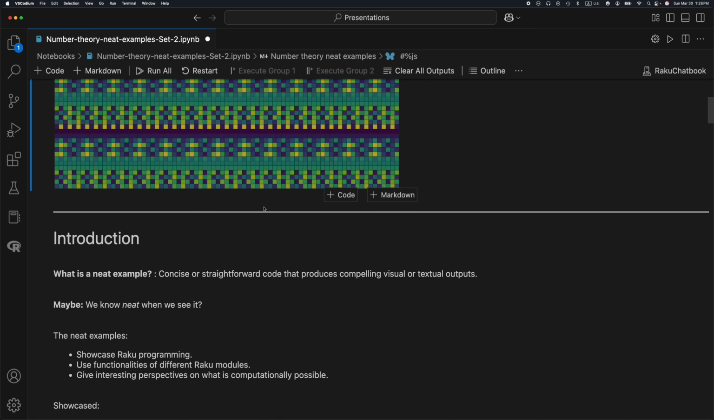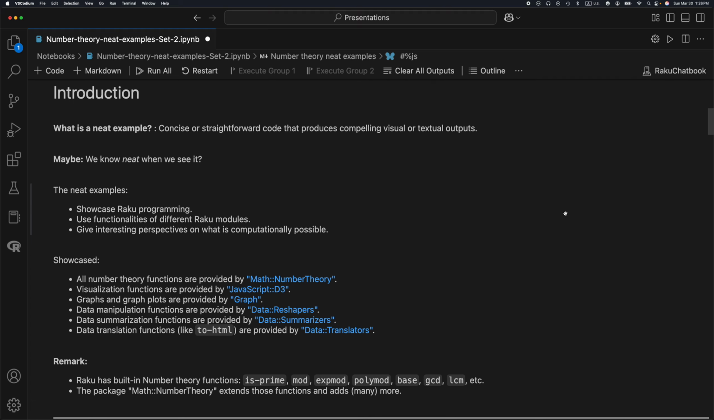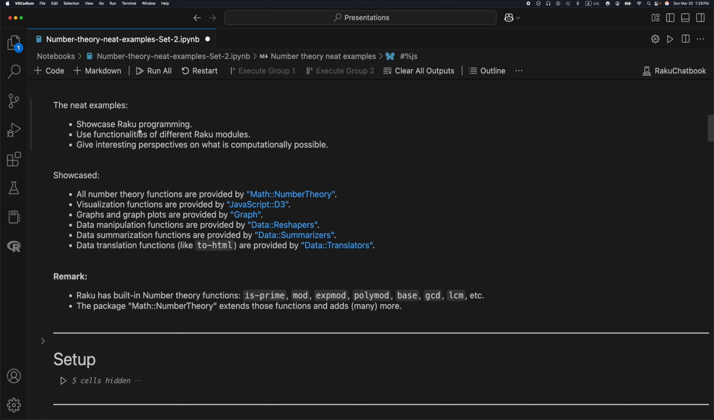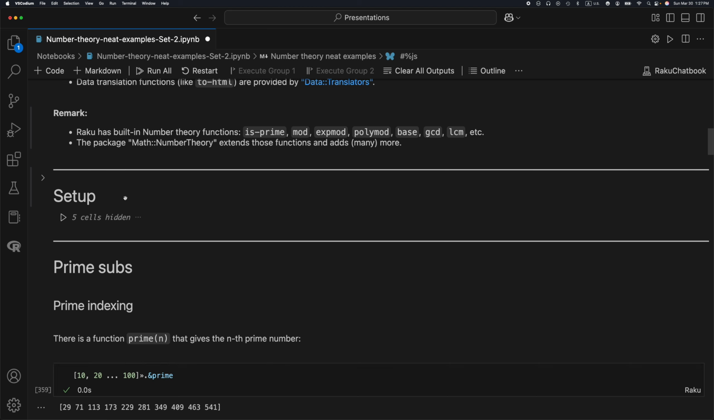So what are neat examples? They're straightforward code that produce compelling visual and textual outputs. They showcase the programming language in focus, in this case Raku, and different Raku modules. I'm going to use the package Math::NumberTheory for the number theory functionalities. The visualizations are done with JavaScript D3, also with the package Graph, not so much with the graphs themselves, but the visualization functionalities in the package Graph.